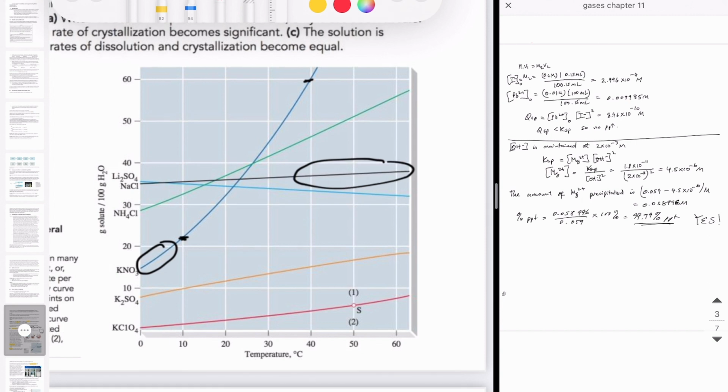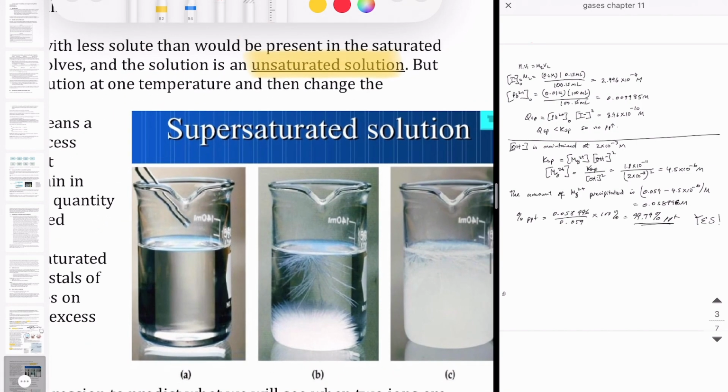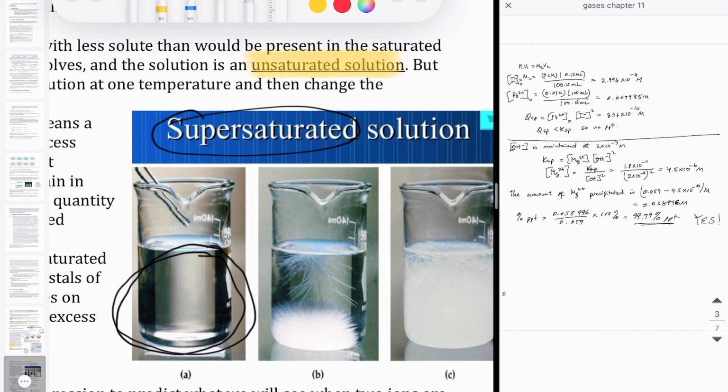What's interesting is if you slowly cool this back down to 10 degrees, sometimes all of that KNO3 that was dissolved will stay dissolved even at the lower temperature. So this solution here is what we refer to as a supersaturated solution. You're not supposed to have that much KNO3 at the lower temperature, but you're able to trick the system to make it happen. However, this is a really unstable system. You have way too much concentration of ion at that temperature.